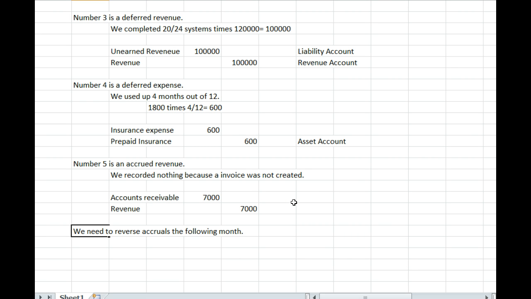So we're going to record that by simply making believe we did send an invoice out. So we're going to debit accounts receivable, credit revenue, $7,000. Okay? And don't forget, whenever we have an accrual, we probably need to reverse that the following month. And that's the end of our lesson for today.